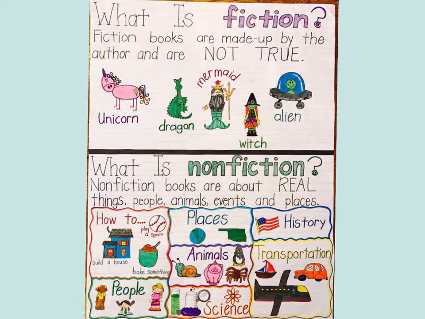You're going to write a reading response. So you will be using comprehension skills to write about what you read. Before you start writing, you need to figure out if the book that you read is fiction or nonfiction. If it's fiction, that means it's made up and it's not true. It could have some characters like a unicorn or mermaid, but it also could have normal people.